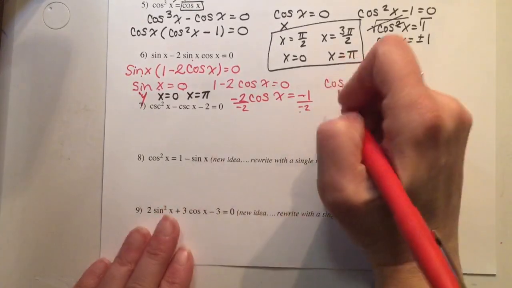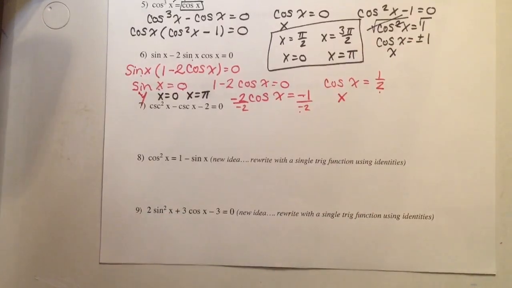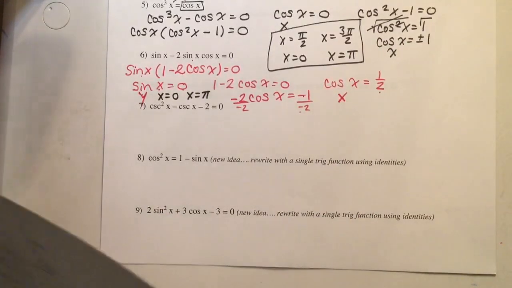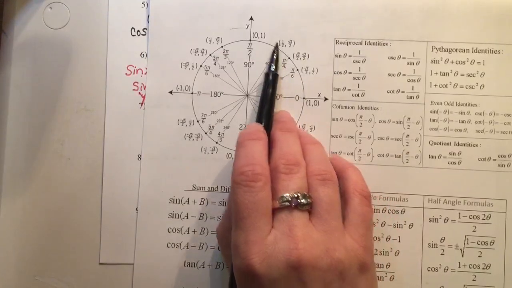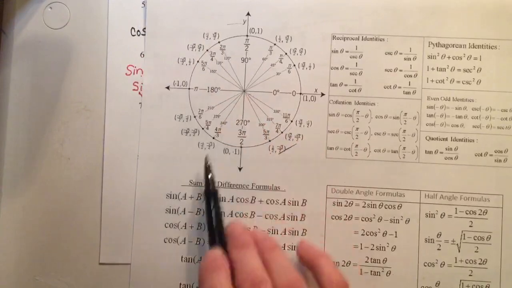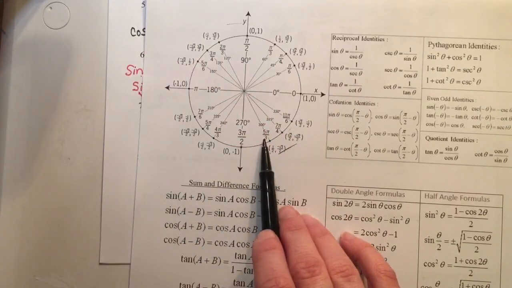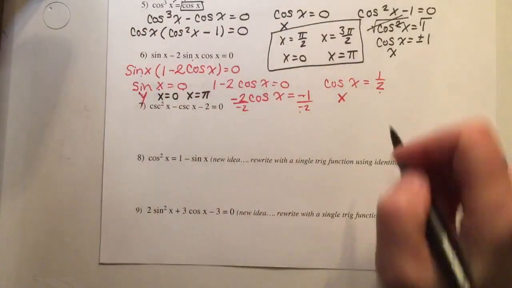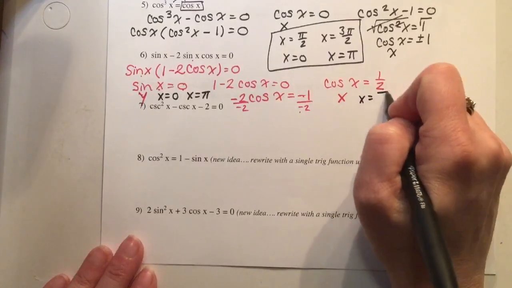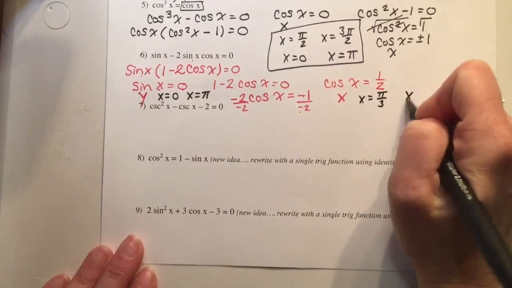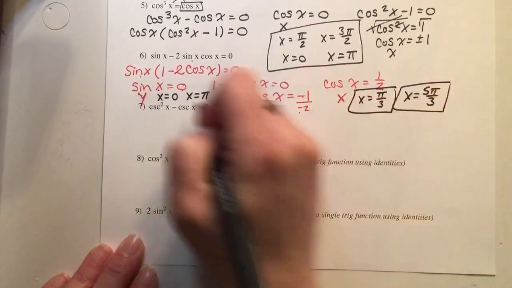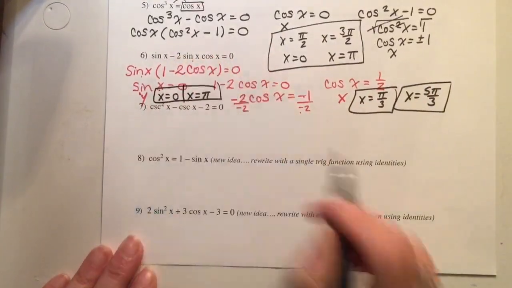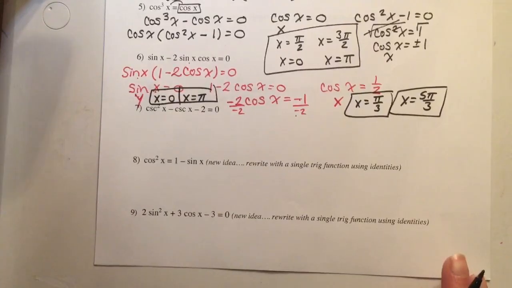The cosine is the x. So what I'm looking for on the unit circle is where the x value is 1/2. Well, the x value is 1/2 at pi over 3. And the x value is 1/2 at 5 pi over 3. So I'm adding two solutions. X equals pi over 3 and x equals 5 pi over 3. So again, for number 6, we do have four solutions.